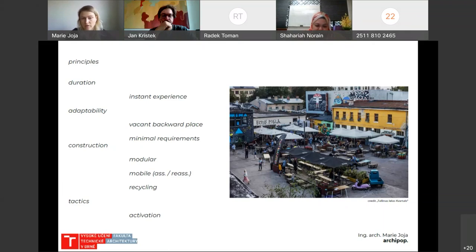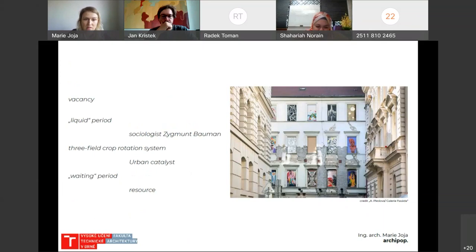When we are talking about vacancy, some sociologists describe it as a liquid period because the property is still looking for some permanent use. For example, the German specialists called Urban Catalyst describe it as a free crop rotation system, because after a really huge, intense functioning of a building, there is a free period when the property is waiting for its future permanent use. So we have a resource to work with.